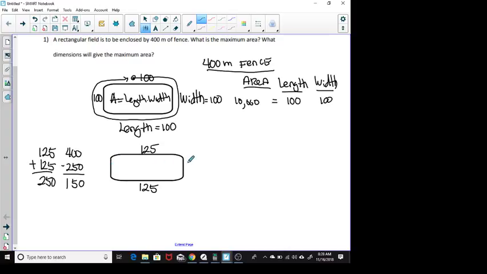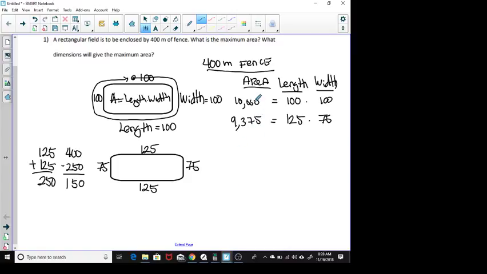So what would this be? 75. You have a calculator, you don't have to guess. 75. Do I have 400? Yes. 125 plus 75 plus 125 plus 75. So what is the area now? What is the length of this rectangle? 125. What is the width? 75. Please use your calculator if you don't know how to multiply and tell me what is the area. 9,375.